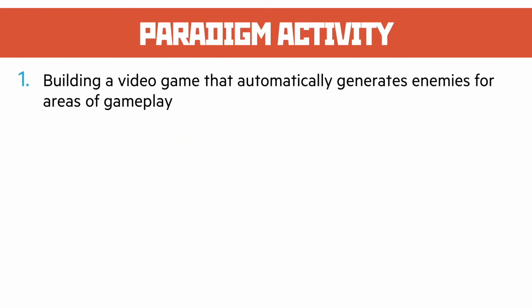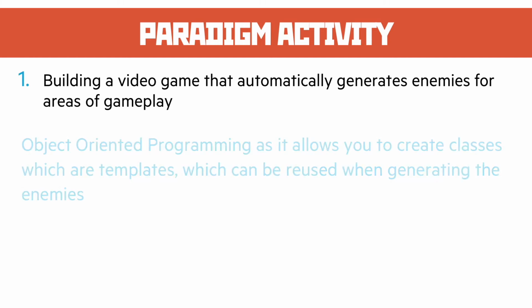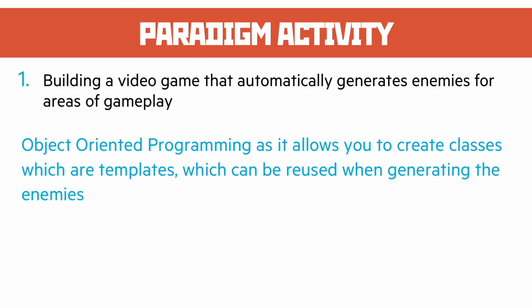The first example is building a video game that automatically generates enemies for areas of gameplay. The hint there is the automatic generation, because OOP or object-oriented programming is what you want there. It allows you to create a class, which is a template, which can be reused when generating the enemies. So we can have a template for an enemy, and whenever we need one, we just say, another one of those, please, another one of those, please. And that's instantiation, that's creating the object itself.